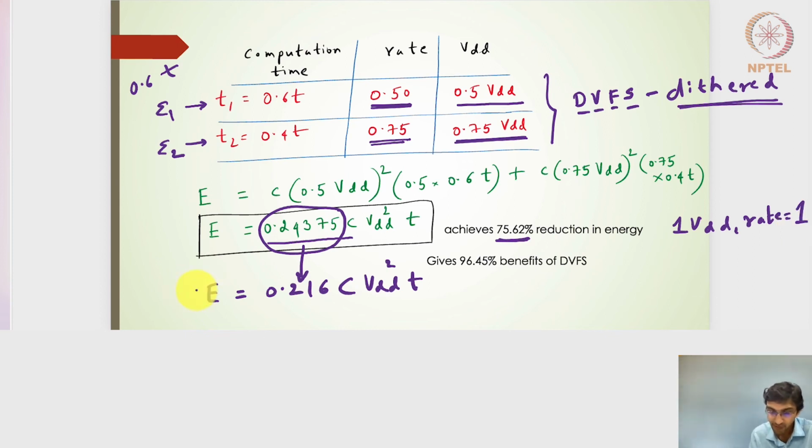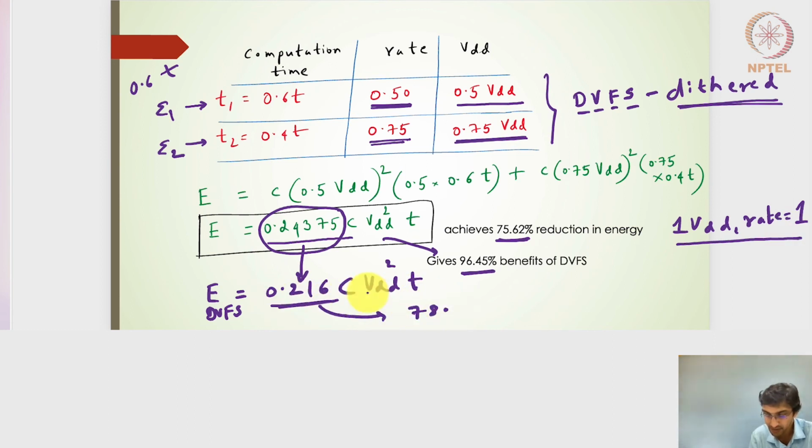Right? And if I use DVFS here, this will be my 0.216, because I had the rate of 0.6, so the VDD has to be 0.6, so it gave me 0.216. With respect to 0.216, this 0.24375 actually gives us 96.45% of the benefits of the DVFS. Benefits in the sense that if I calculate this energy of DVFS, it is 0.216 C VDD square into T, and when compared to task A of 1 VDD and 1 rate, it was C VDD square into T. So I had a benefit of how much?